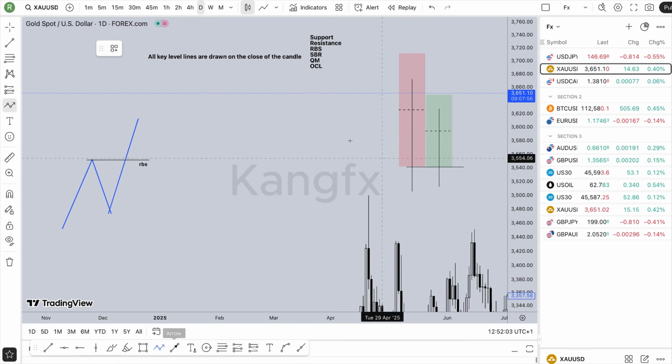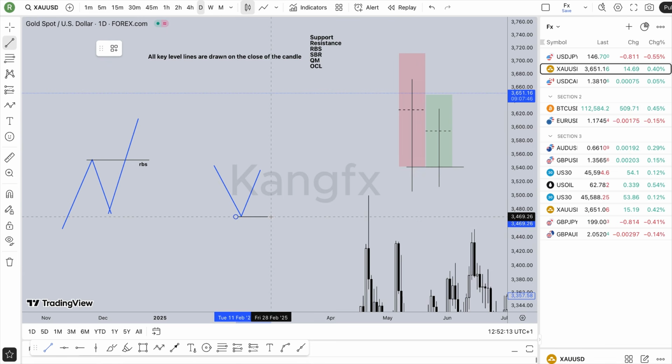Now in the case of SBR, that means we had a support. And what's the job of a support? The job of a support is to prevent the price from going more lower.